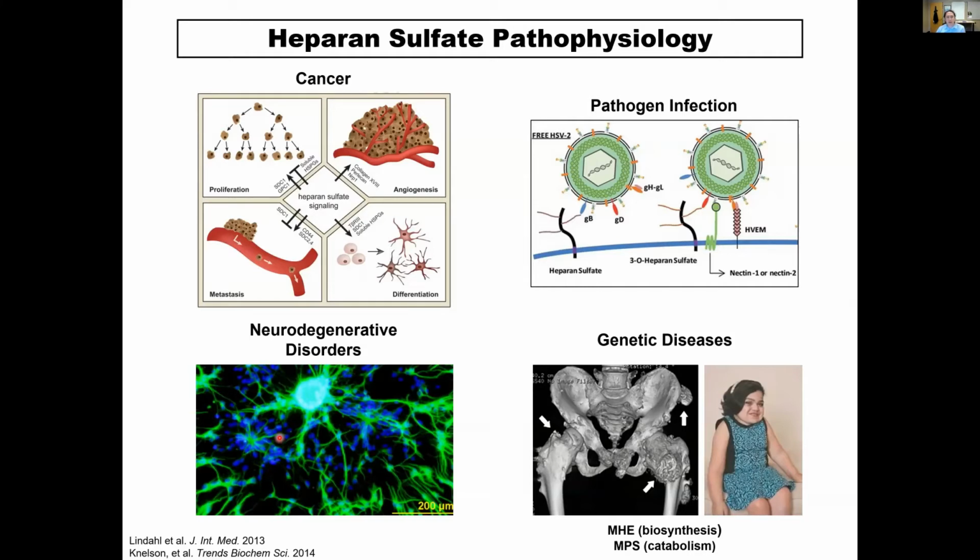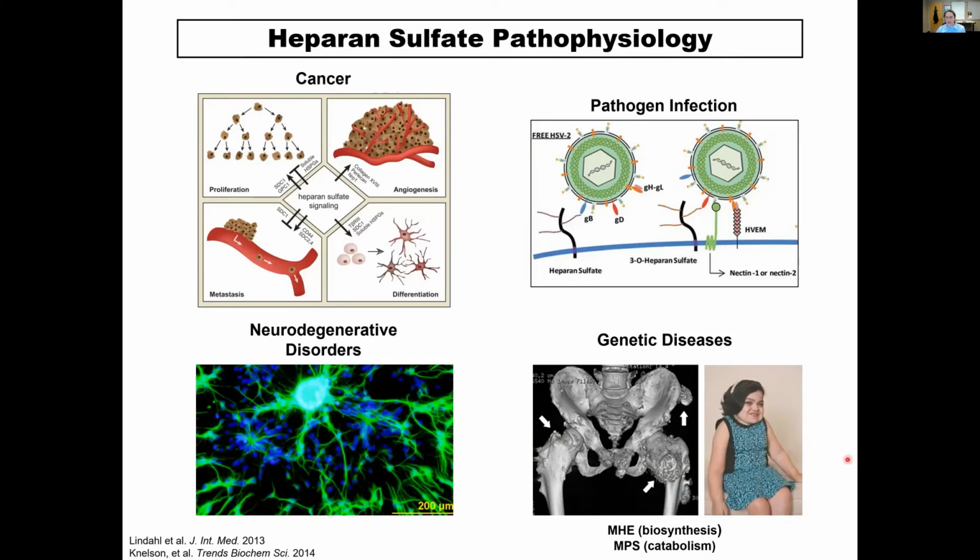Moving on to neurodegenerative diseases, for instance, Alzheimer's and Parkinson's, heparan sulfate has been implicated in, for instance, the formation of plaques. So, for instance, amyloid beta is known to interact with heparan sulfate, and heparan sulfate is found to be a key part of these plaques that form in Alzheimer's patients, for instance.